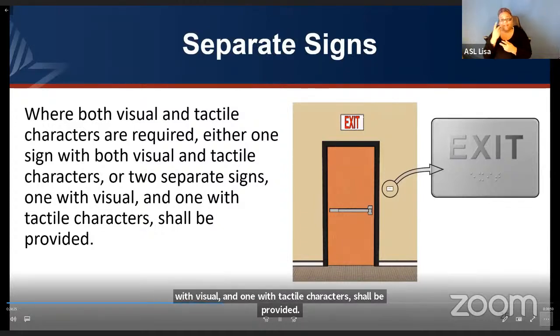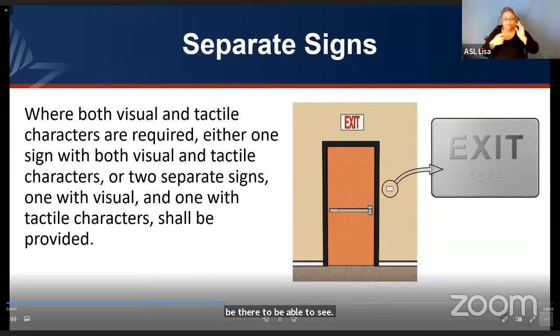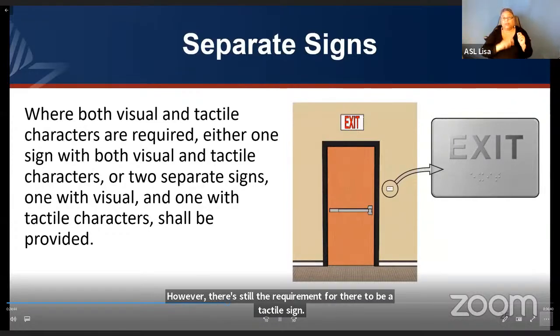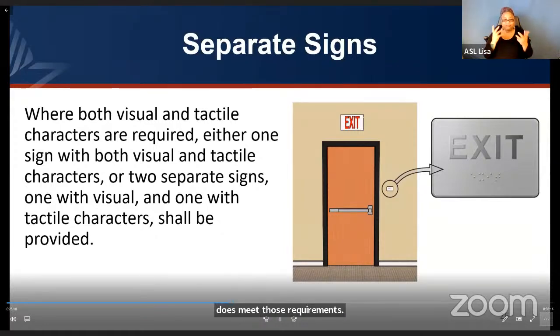The example image that I have to the right is an exit sign for required means of egress. It has the big bright exit sign above the door that needs to be there to be able to see. However, there's still the requirement for there to be a tactile sign. So there's a small exit tactile sign to the right of the door. And this one does not have to meet all of the requirements for visual content. So there's a glare on it. There's not very good contrast between the characters and the background, but that's okay because there is a second sign that does meet those requirements. Let's move on to the next slide, please.